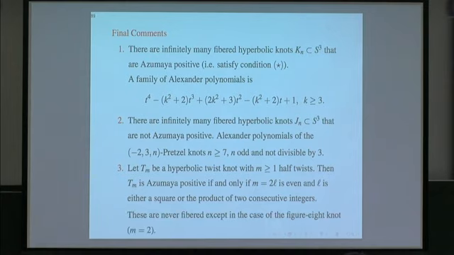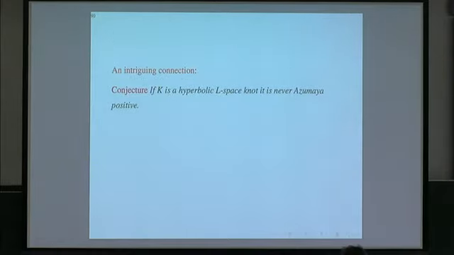But what's perhaps most interesting is the following: there seems to be an intriguing connection that if K is a hyperbolic L space knot, it is never Azumaya positive. So what does that mean?